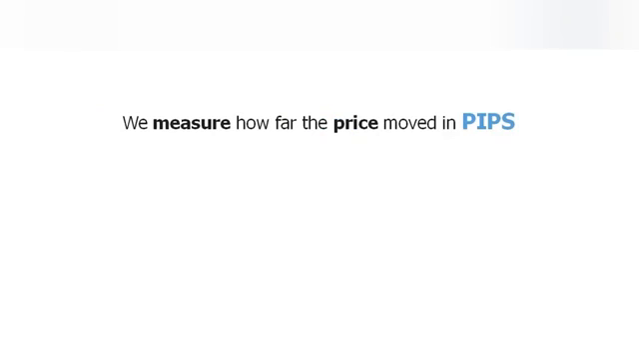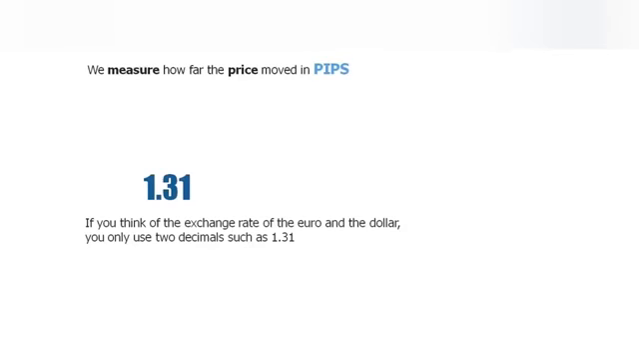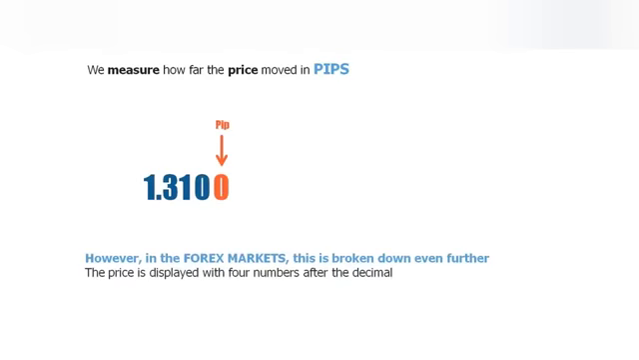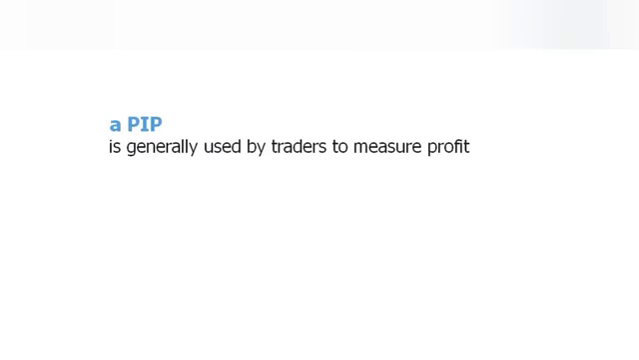You will find that we refer to pips throughout the lessons. We measure how far the price moved in pips. If you think of the exchange rate between the euro and the dollar, euro-US dollar, you only use 2 decimals, such as 1.31. However, in the Forex markets, this is broken down even further, and we observe the price as 1.3100. The last number, the last zero, is the pip. If the value of that currency pair moves from 1.3100 to 1.3101, it has moved by a single pip. Pips are how traders generally measure their profit.